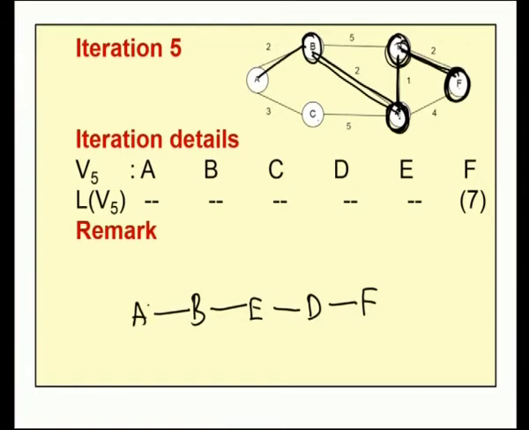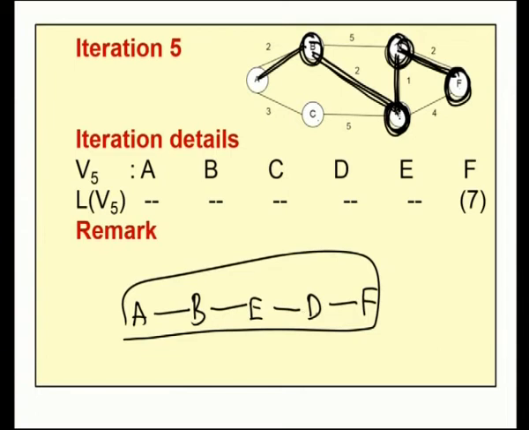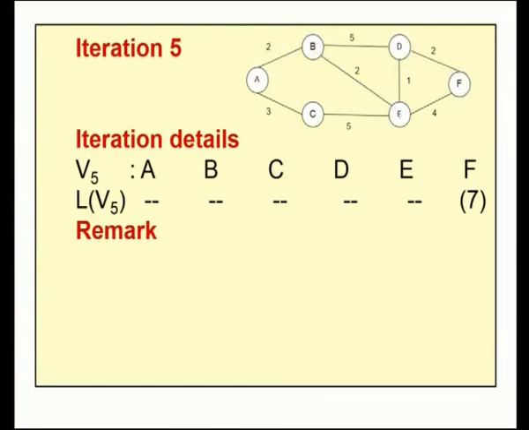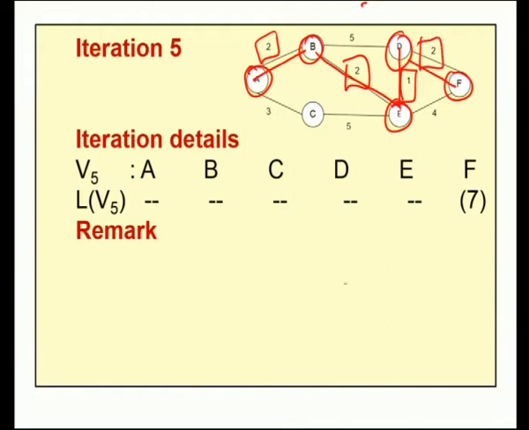So, when we go backward, F becomes F star from D star, then D becomes D star from E star, then E becomes E star from B star, then B becomes B star from A. Therefore, the shortest route is A to B, B to E, E to D, D to F. So, the shortest path is from node A to node B, then node B to node E, node E to node D, node D to node F, which is a distance 2 plus 2, 4 plus 1, 5 plus 2. Therefore, the shortest distance is 7.